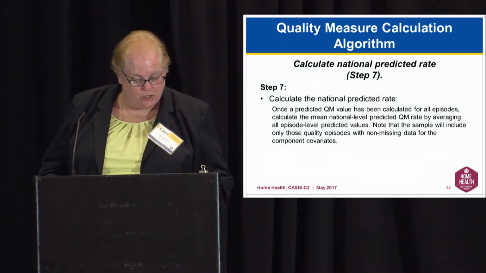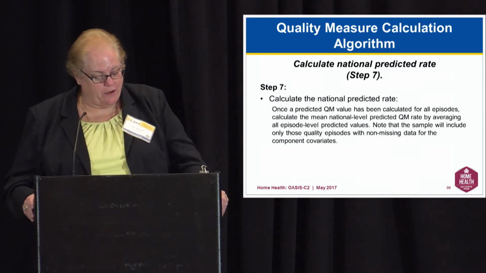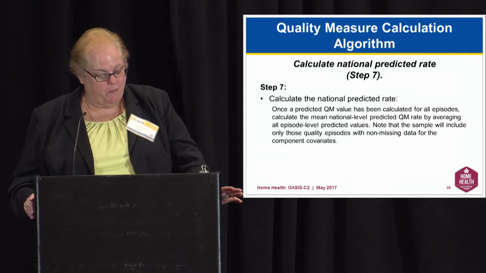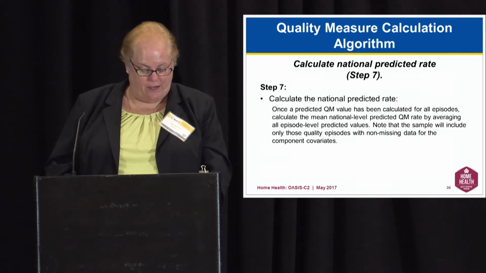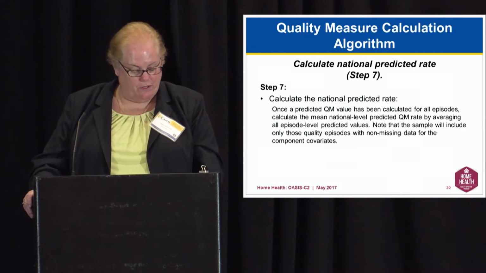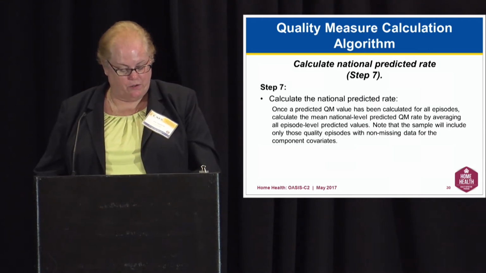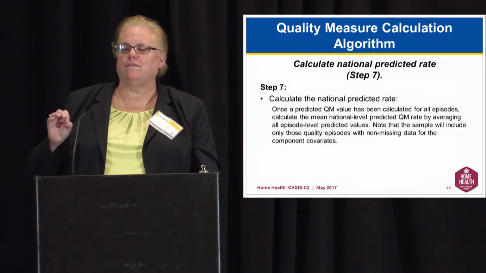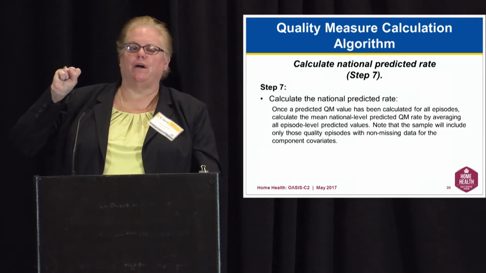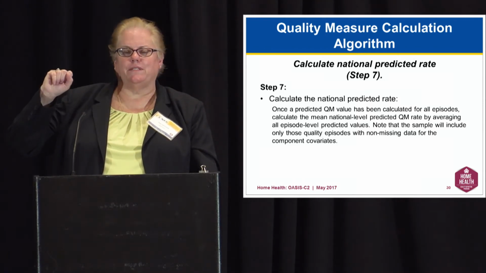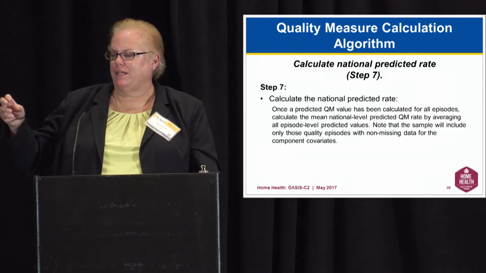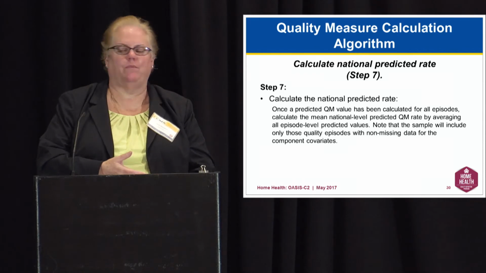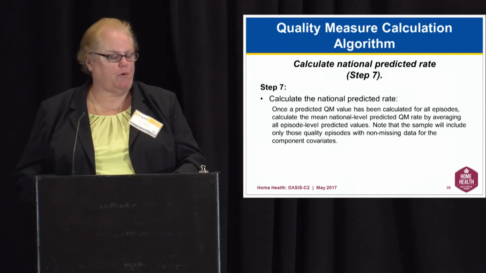And then calculate the national predicted rate. Once a predicted QM value has been calculated for all the episodes, calculate the mean national level predicted QM rate by averaging all episode level predicted values. And note that the sample will only include those quality episodes with non-missing data for the component covariates. So with a lot of these, if you're missing data around, let's say, height and weight and a variety of other things, they need that data to then calculate these. So if that data is missing, they won't be able to appropriately calculate these.